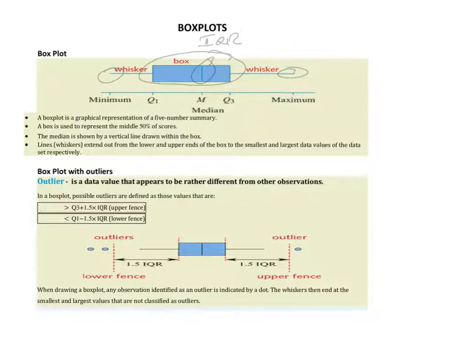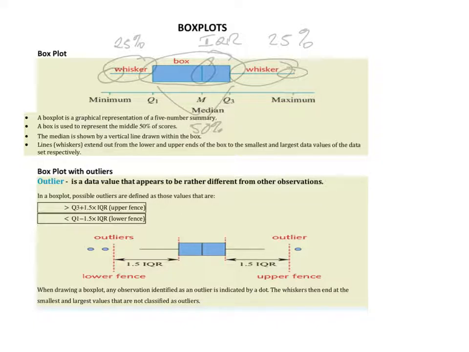And so this whisker here is the bottom 25% of your data. The box is the middle 50% of your data. And this whisker is the other 25%. So just at a glance, you can see all that information.